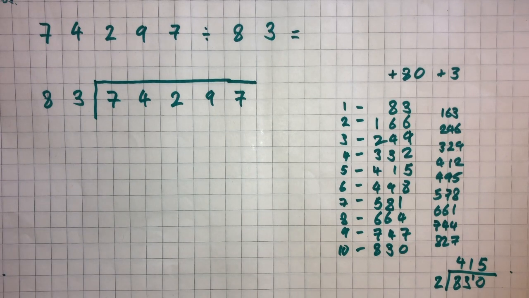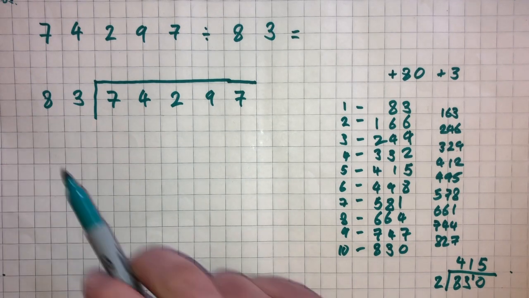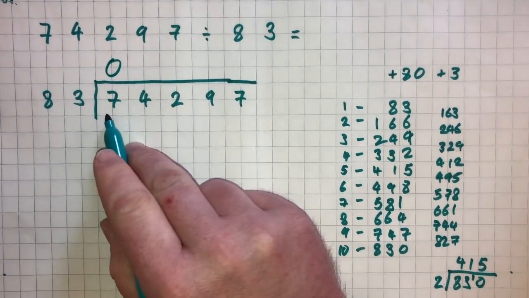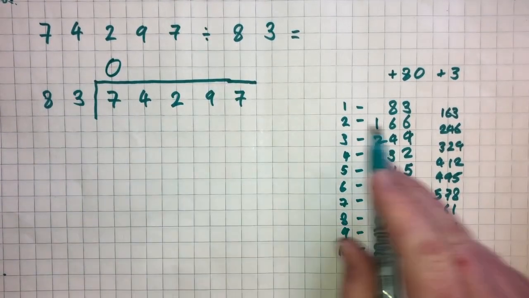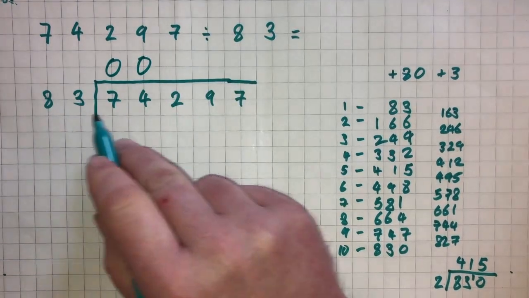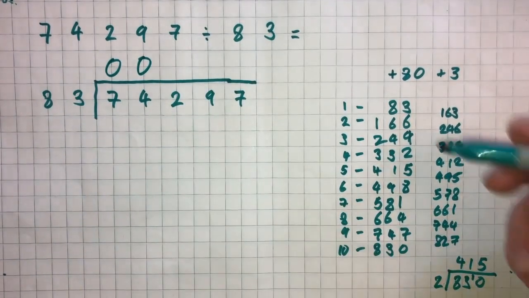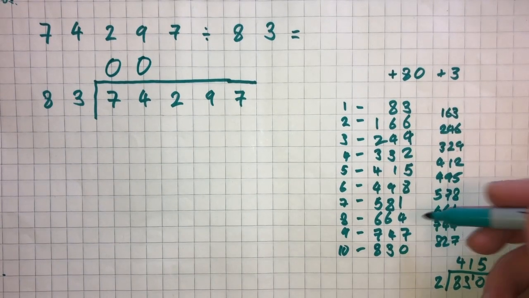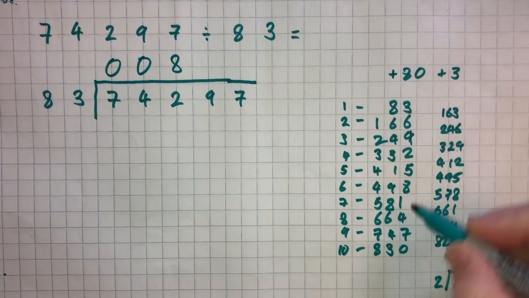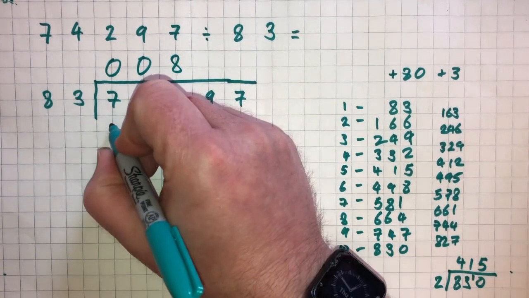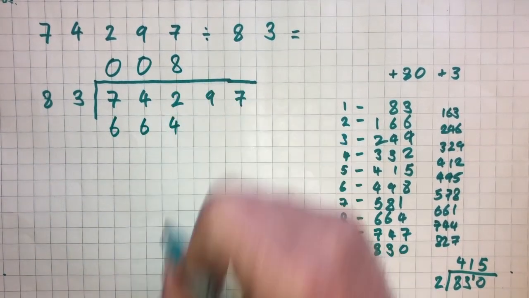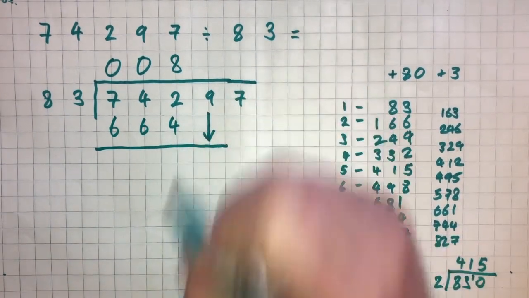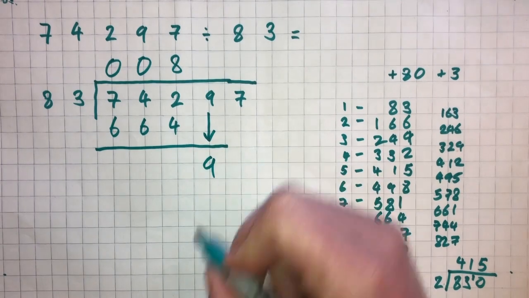So we're starting looking at the bus stop method. So we do 83s into 7, doesn't go. 83s into 74, still doesn't go. So now I do 83s into 742. Going down my list, it's not quite 9, so I have to do 8 lots, which is 664.